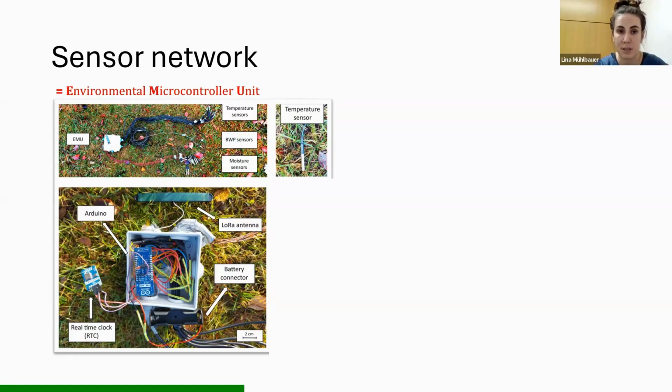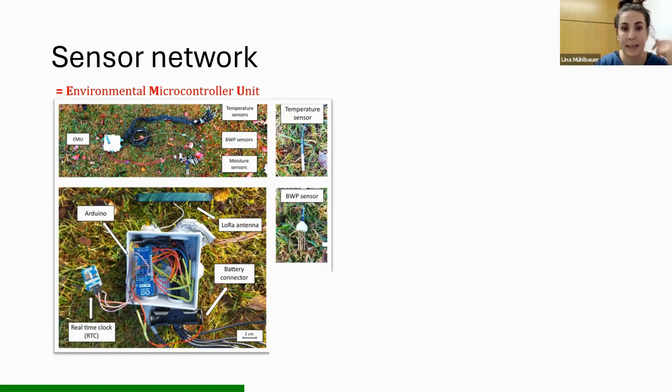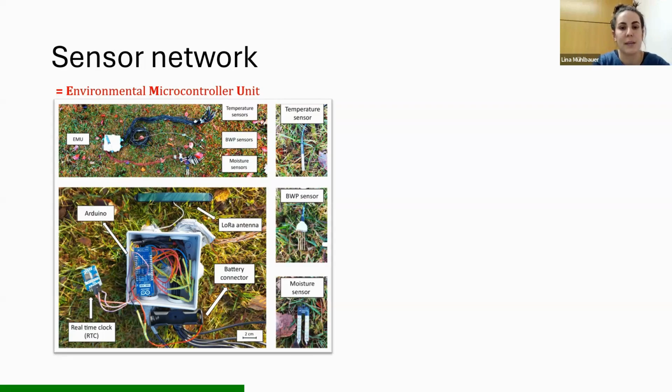Here is a more detailed view. This is one of the temperature sensors. It actually comes like that, ready sealed, and they are really cheap. You can buy them like that. Then we have the more expensive moisture sensor and also the cheaper moisture sensor, already built like that. You just need to connect all of that to the Arduino.